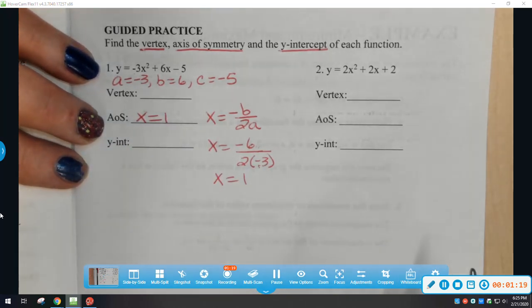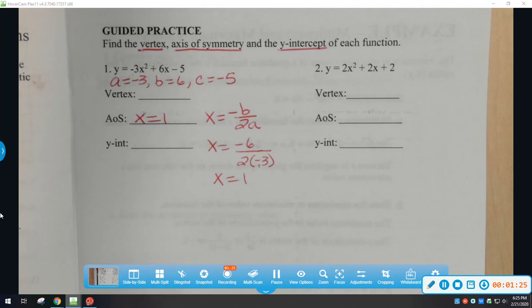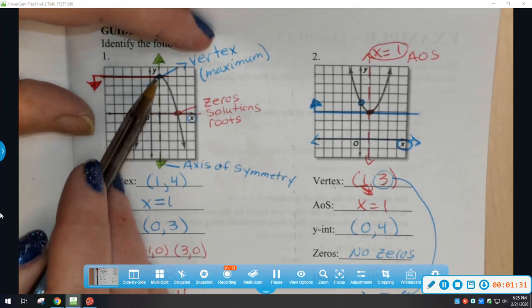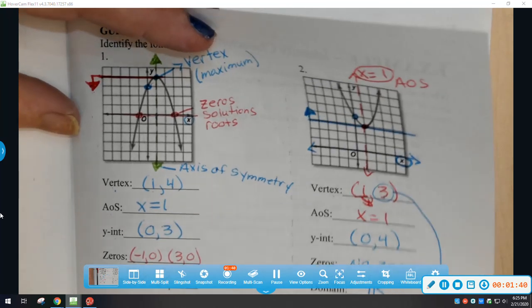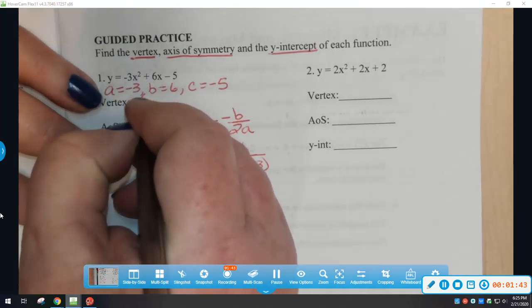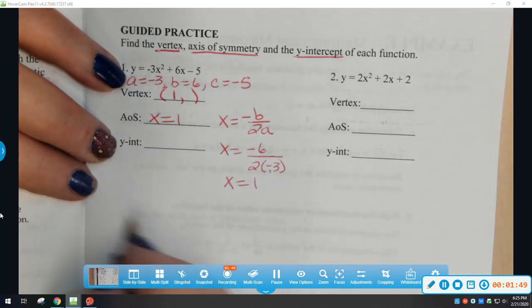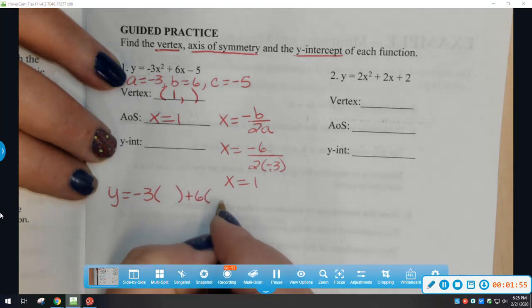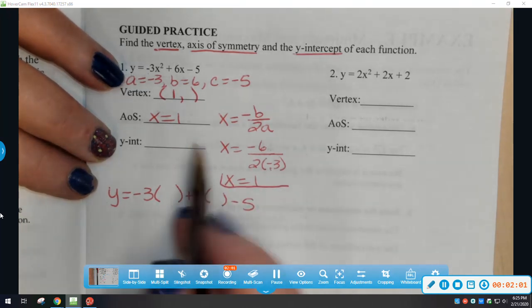To find our vertex, remember, where does our vertex live? It lives on our axis of symmetry. So if you go look back at one of our graphs we did earlier, there's our vertex, there's our axis of symmetry. So we can use this x value, we know the x value already of the vertex, to find the y value. That 1. So take your function, all right, what's going to go in those parentheses? 1.